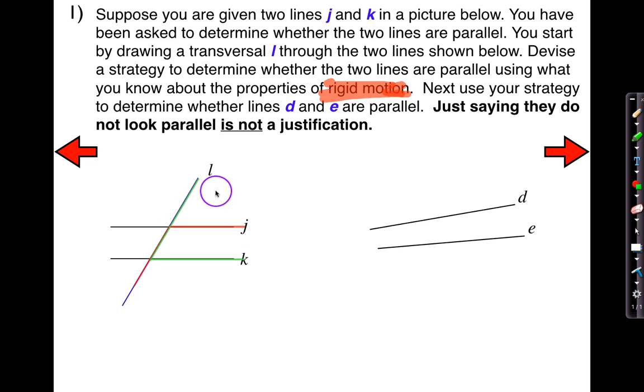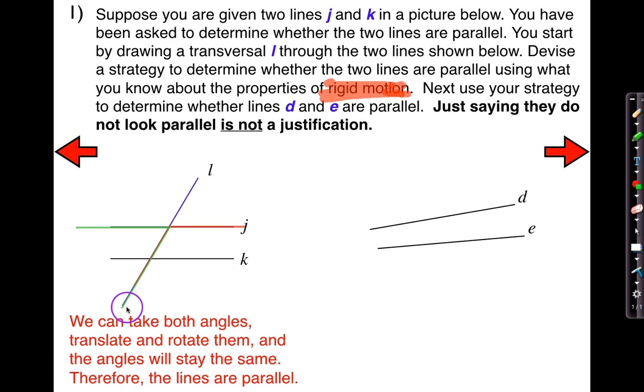So again, I repeat this process. These angles are congruent because of translation, and these two angles are congruent because of rotation or translation, one or the other, depending on which one you are comparing to the other. So I know that these are indeed parallel, but why? Because we can take both angles by a translation or a rotation. And because these are rigid motions, they are the same size, same shape, meaning they're congruent, which means all corresponding angles are congruent. So because corresponding angles are congruent, I know that the lines are parallel.